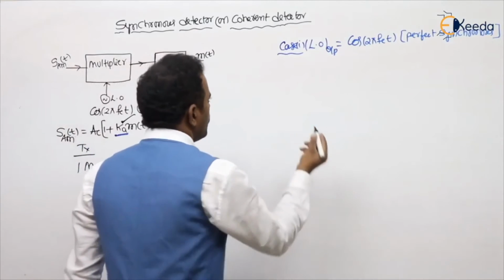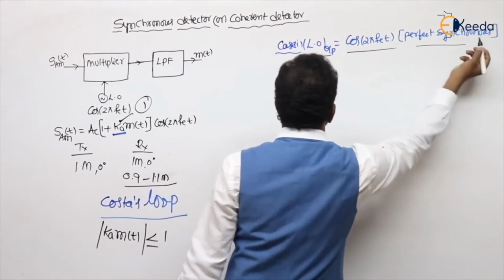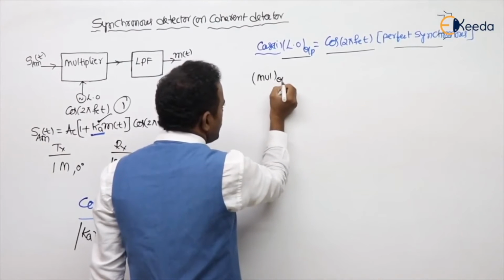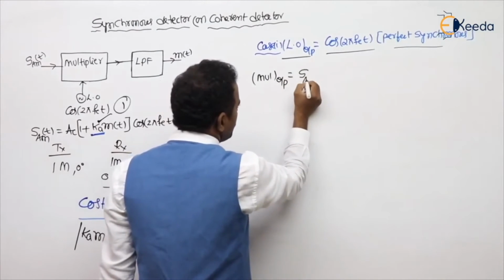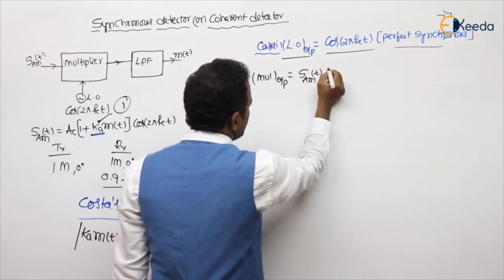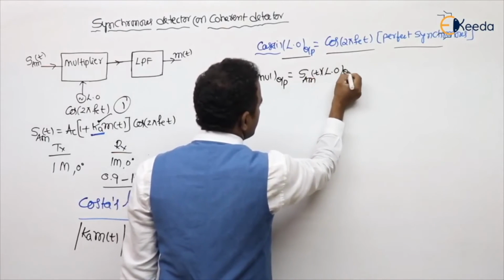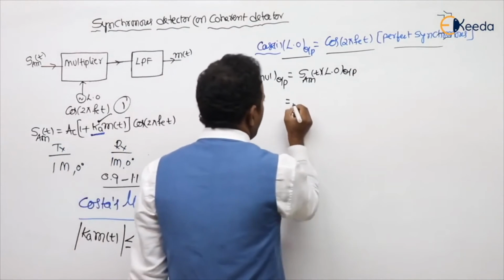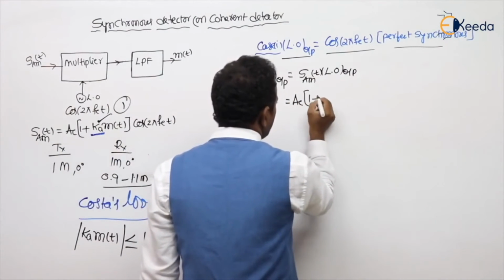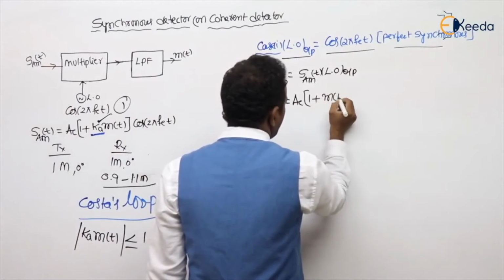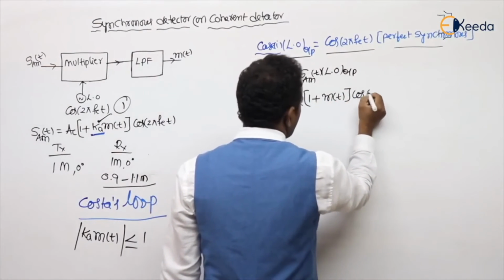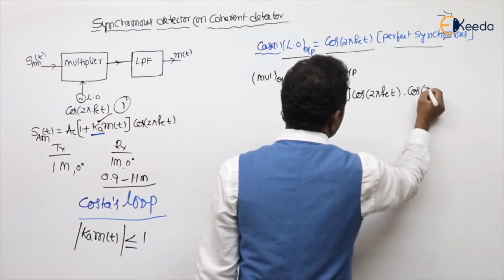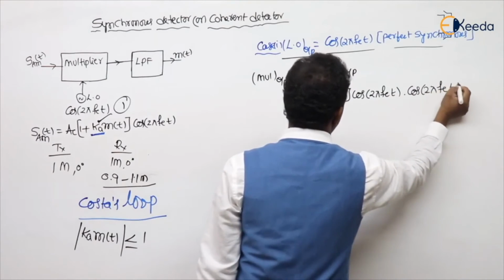Now take the first block. What is the first block? The multiplier. What is the multiplier output? One input is the amplitude modulated signal, another is from the local oscillator. The amplitude modulated signal is Ac into 1 plus Ka value 1, so m(t) into cos 2 pi fct. The local oscillator output is the same, perfect synchronization.